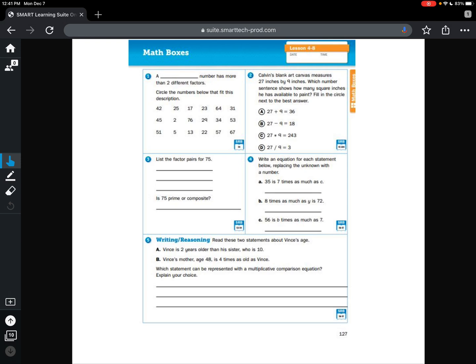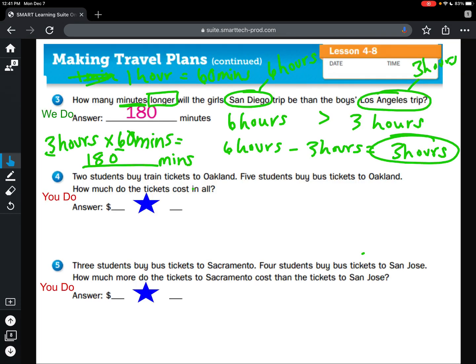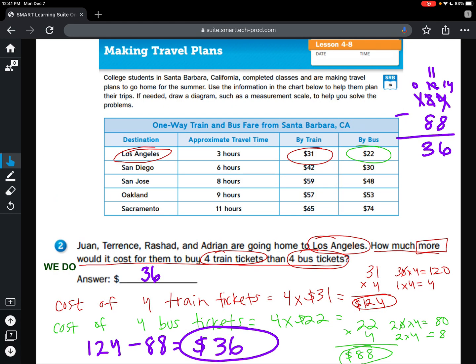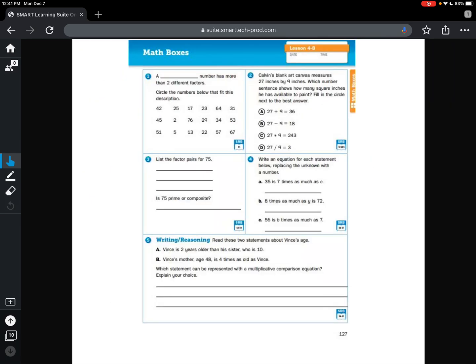So make sure you finish the math box and then you finish the you do problems on page 129. So you're finishing these on page 129 and then you're doing your math box.